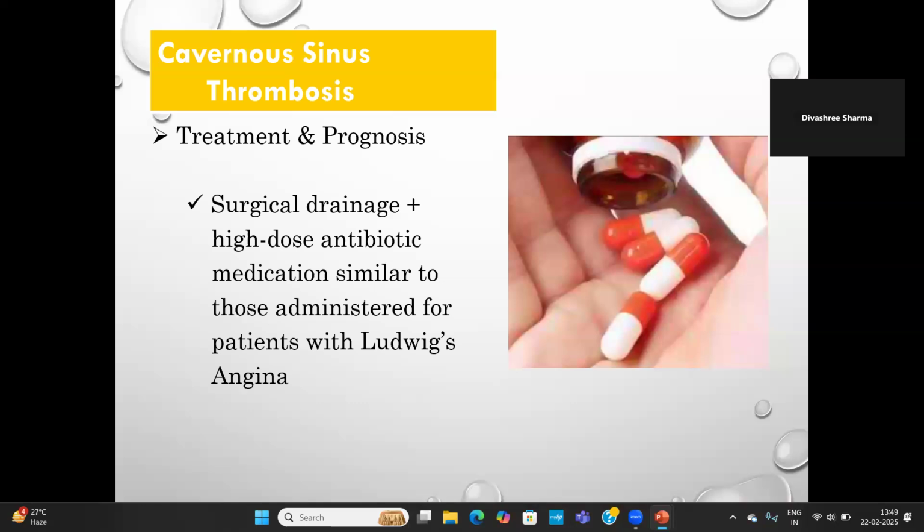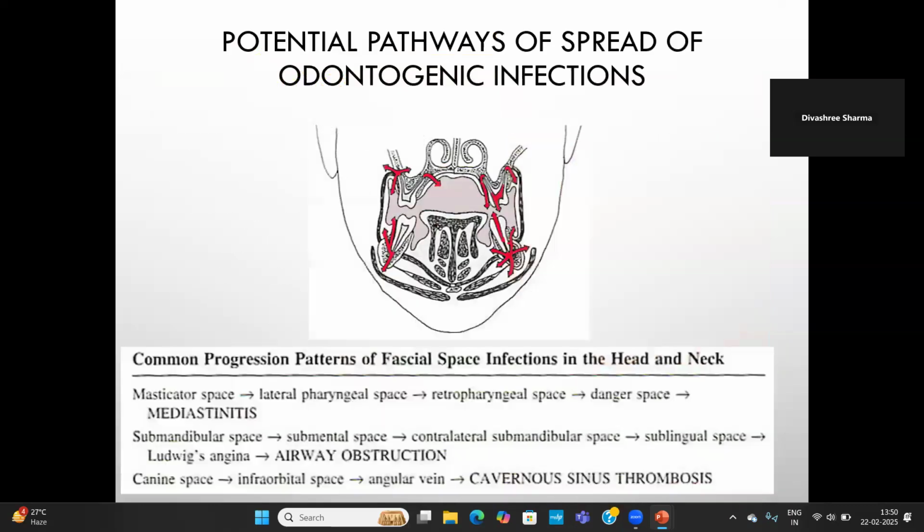However, in many cases, we would have to go for higher antibiotics, which are piperacillin and tazobactam combinations, or administration of vancomycin after we have received the pus and culture sensitivity results.